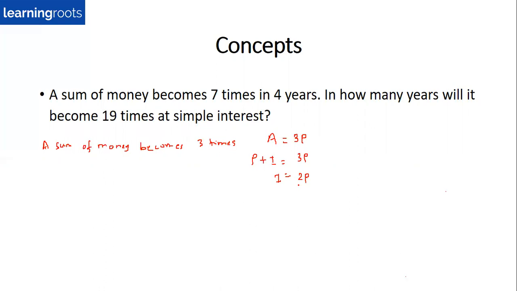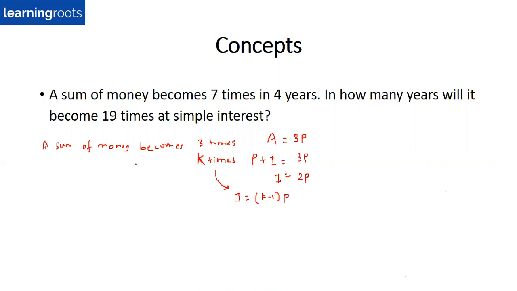So when you're talking about simple interest, and you're saying that a sum of money becomes n times, or might get confused with n, so let's say a sum of money becoming k times, it essentially means that the interest that you're getting is k minus 1 times the principal. So that is something that you'll have to remember, that a sum of money becoming k times means that the interest in the period is nothing but k minus 1 into P.